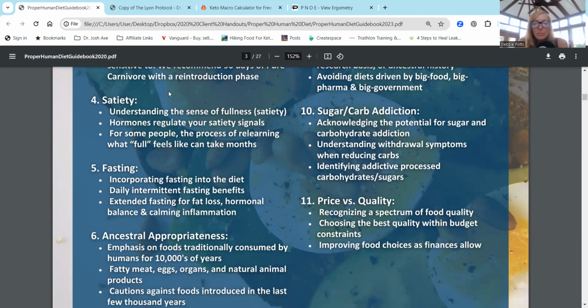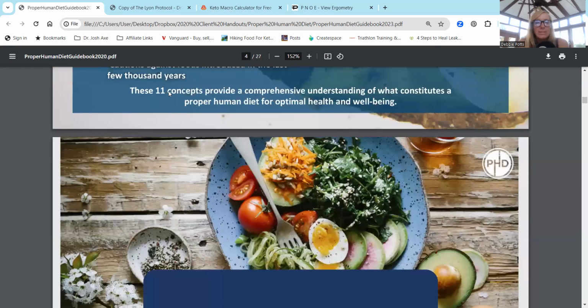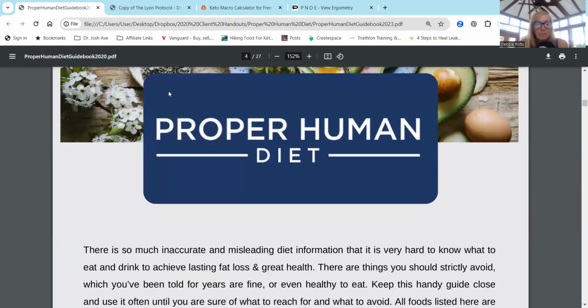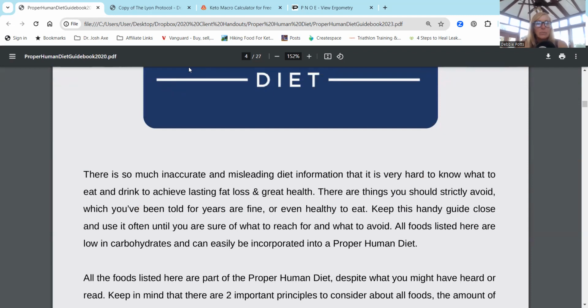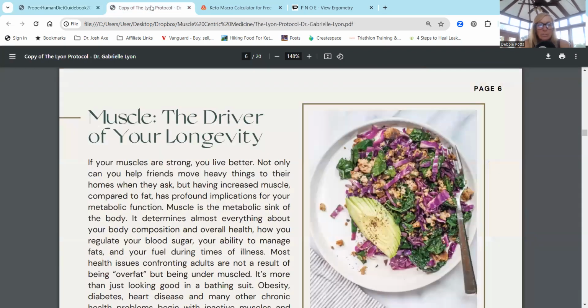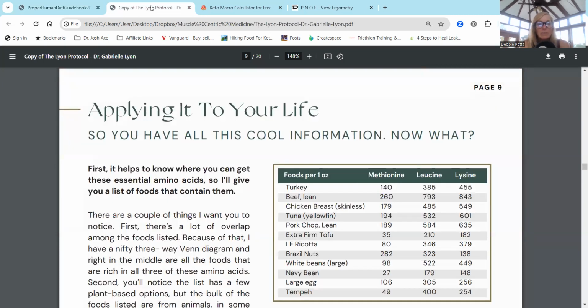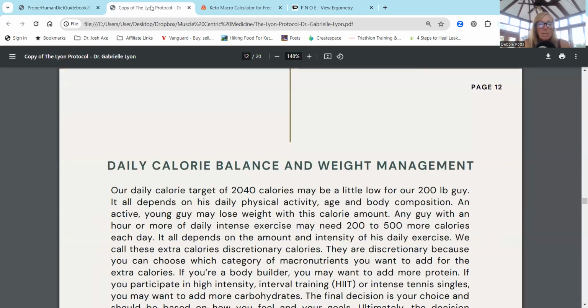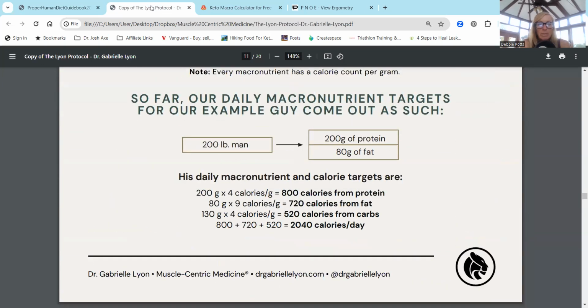Okay. And then price versus quality. So this is Proper Human Diet on Dr. Ken Berry's website. So you can look to this free resource. And then Dr. Lyon has a great resource on hers, as I said, the copy of the Lyon Protocol. But I want to go over one thing real quick and then we'll wrap it up.